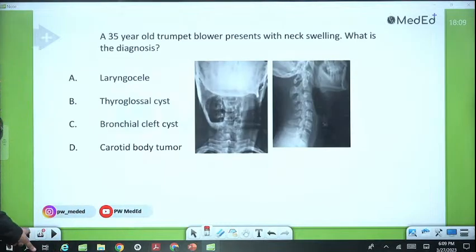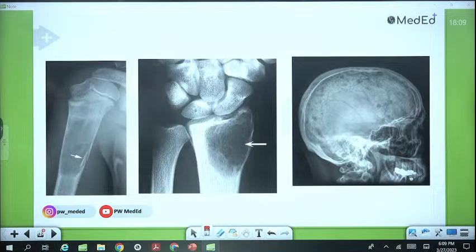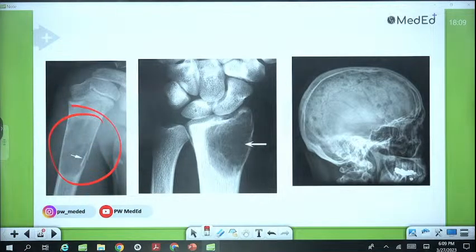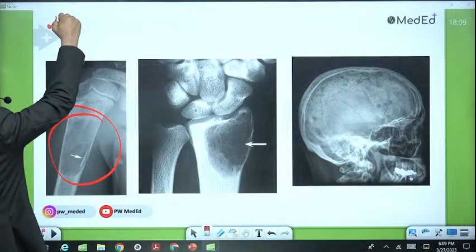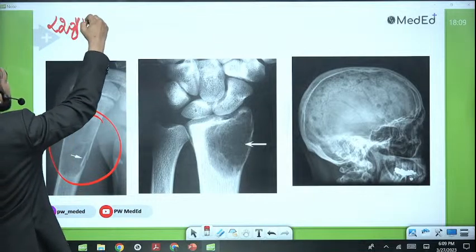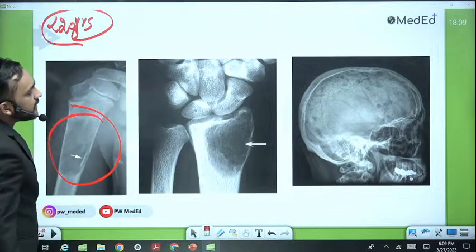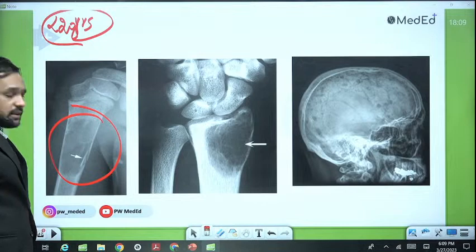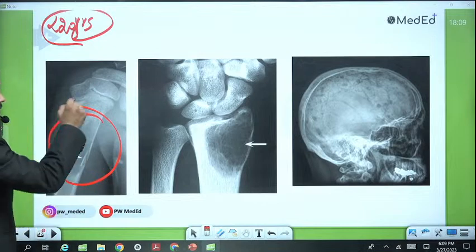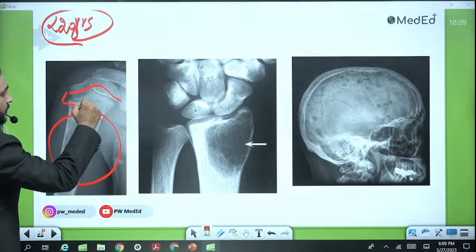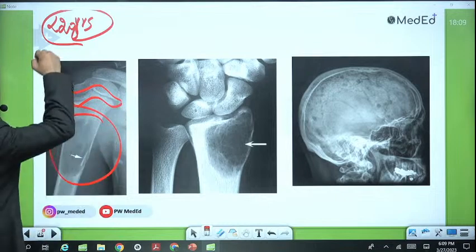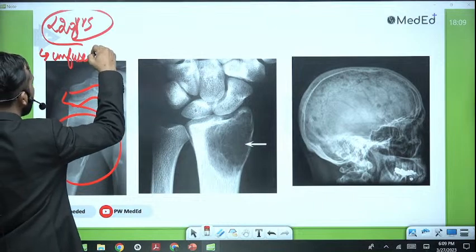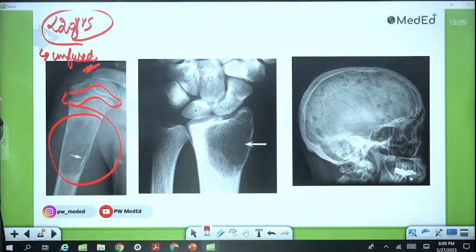So let me show you a few bone tumors. This is the patient, okay. I can tell that the age of the patient is less than 20 years. How to identify on an x-ray whether the age of the patient is more than 20 years or less than 20 years? Just look at the growth plate. If the growth plates are unfused, it means that the age of the patient is less than 20 years.